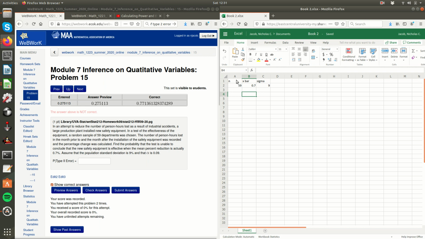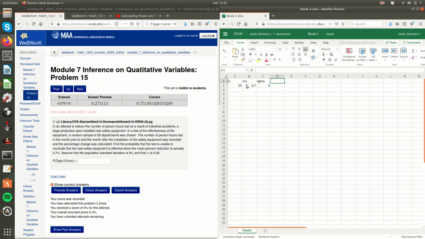Okay, so I have given you a few things here. I've said n equals 59. I have said here this should be mu. So find the probability that the test is unable to conclude that a new safety equipment is effective when the mean percent reduction is actually 0.7%.